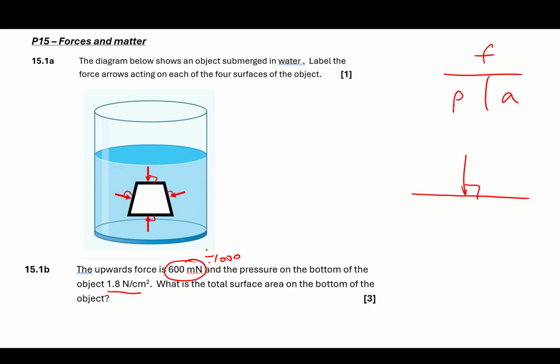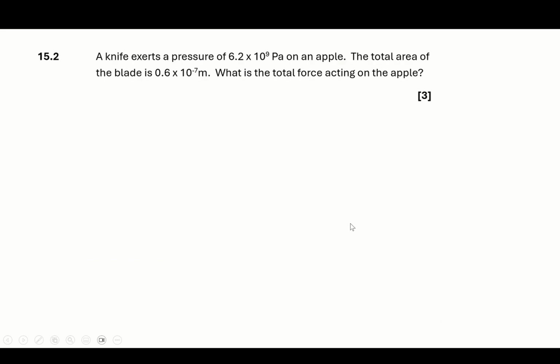Next one. An upwards force of 600 millinewtons, divided by 1,000 is milli, and 1.8 newtons per centimetre squared for the pressure. What's the total surface area? So PFA. We see A equals F over P. So A equals F divided by P. A equals the force, 0.6 newtons, I've done that unit change from milli to newtons, divided by the 1.8. And then for me to get the area, it's whatever's left over from there. If you cancel your units, you'll find you'll be left with centimetre squared. Done.